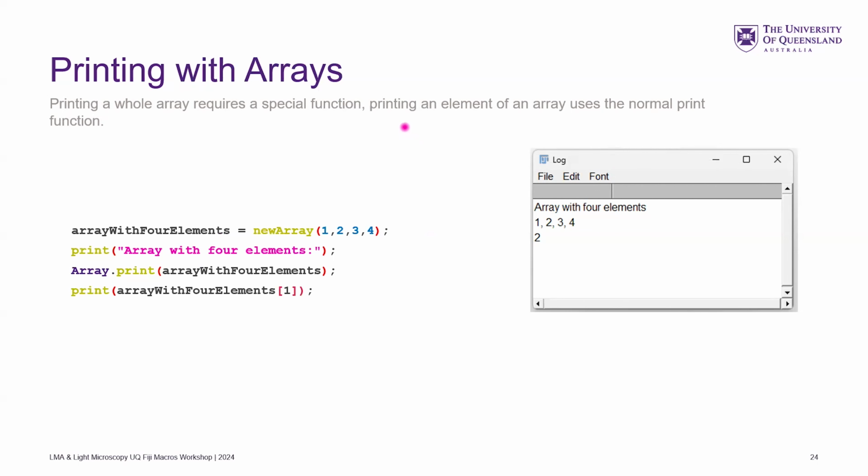because I guess it doesn't know whether you're printing the array or an element of the array. So from that example before, array with 4 elements is this new array with the integers 1, 2, 3, 4. If I print a defined string here, then I get that. If I say array.print that array, I get all of it. And if I say print, and then I have this array with 4 elements, braces number 1, well, what I'm asking it is, what's the second element of the array? Because remember, it would start at 0. So then it only prints the number 2.